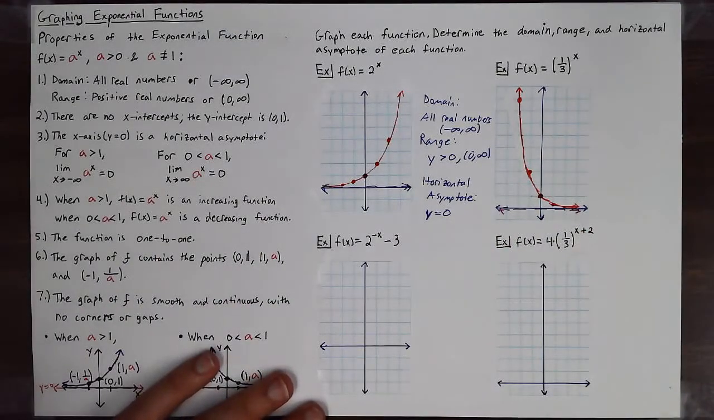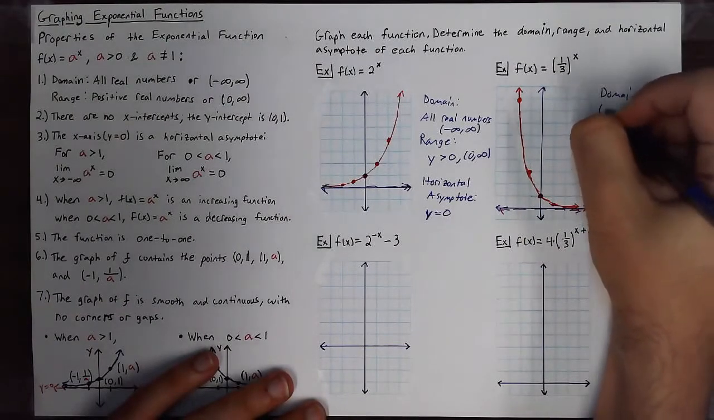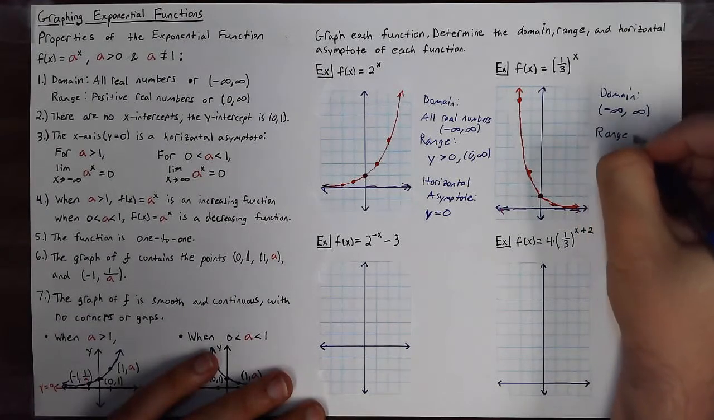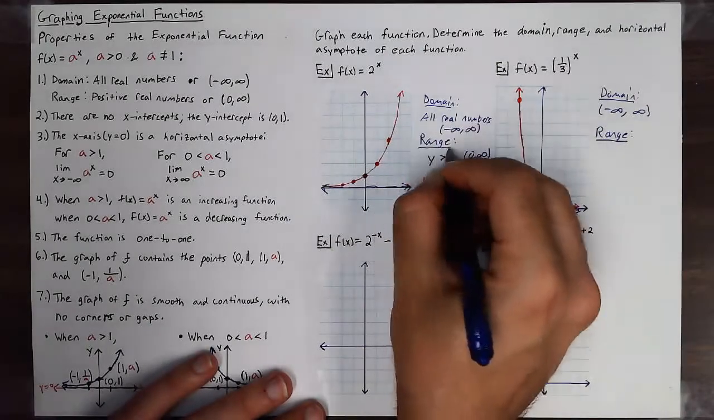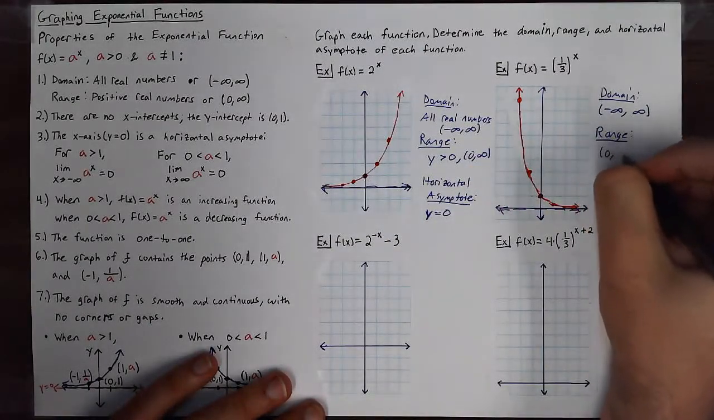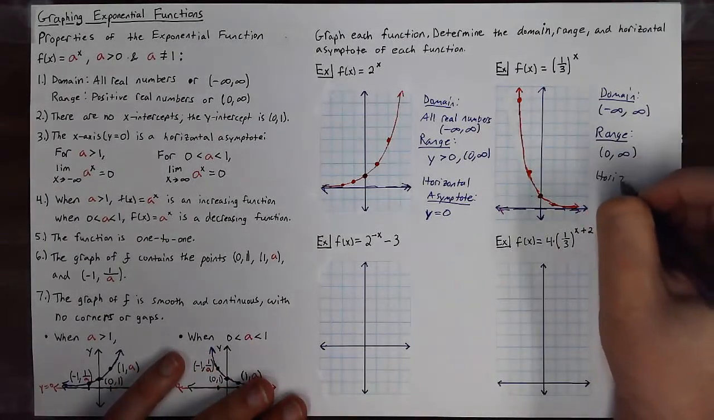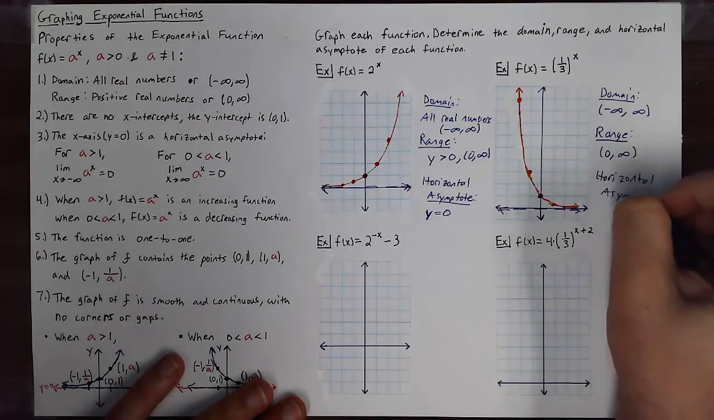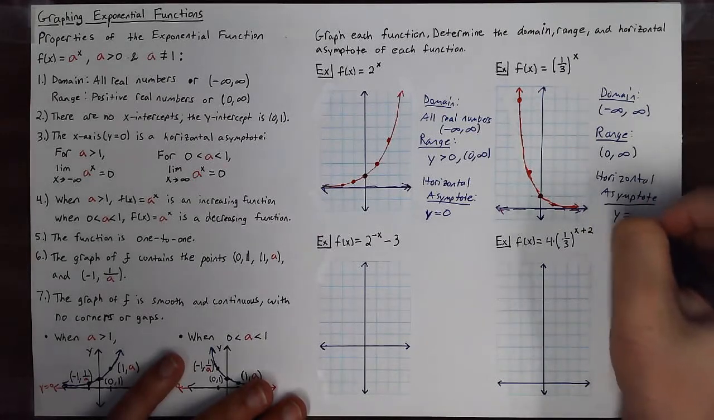So my domain is all real numbers, -infinity to infinity. My range is still above the horizontal asymptote, so it's still 0 to infinity. Y is greater than 0. And then my horizontal asymptote is y equals 0 still.